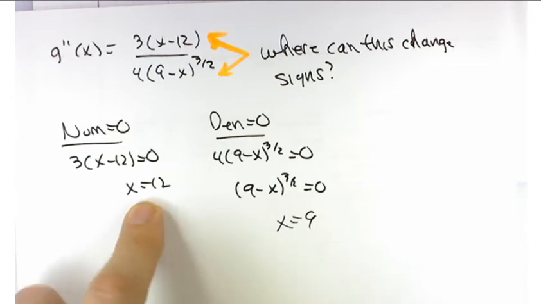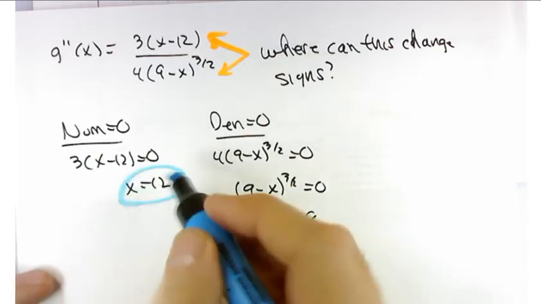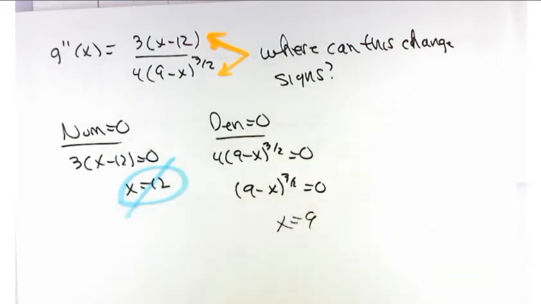Yeah, thank you. 12 is outside the domain completely. It's not even close to being in the domain. And this is why you need to look at the domain here, because we don't want to be playing around with the function at x equals 12, because there is no function there. It's outside the domain.